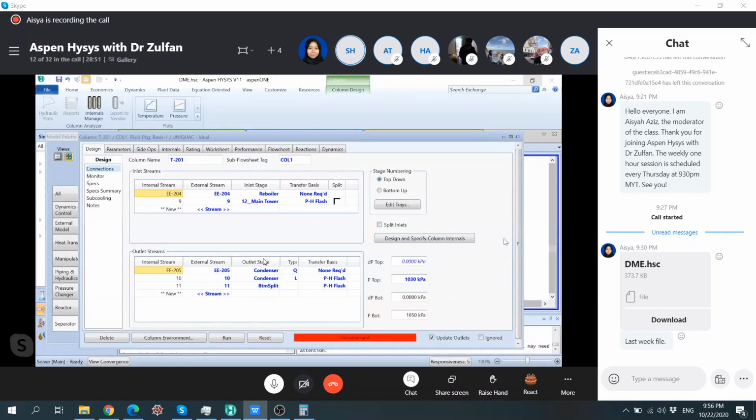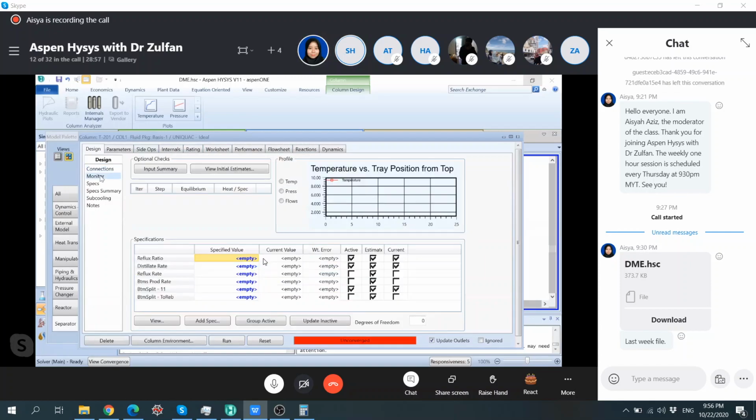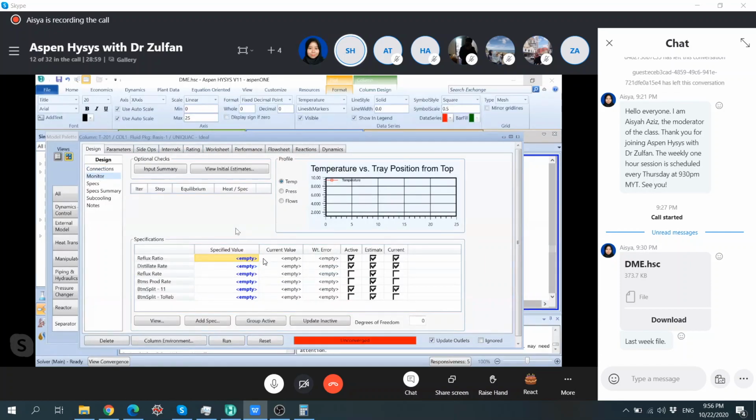So in this design page, you can go to monitor. Design still, okay, this one, monitor. Now this monitor is the most important page that we need. At this point in time, this is typically going to be the most important page that we're going to see.